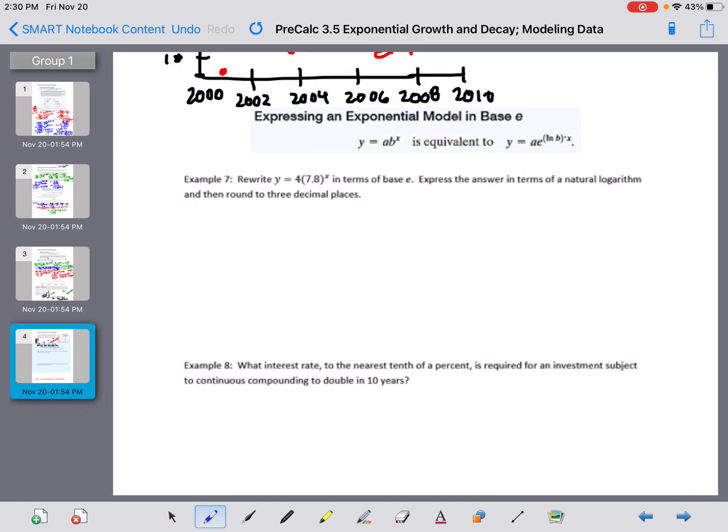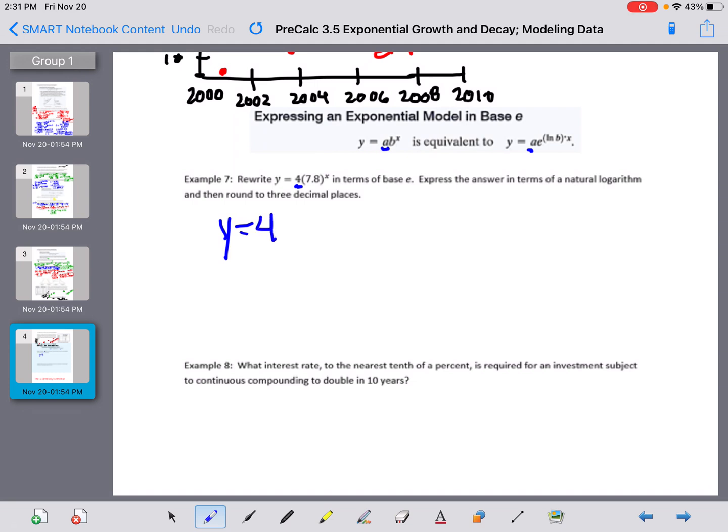So it's saying that you can take this and this number out front, this 4, it's kind of like my stretch or shrink, right? It doesn't need to move. But if I have 7.8 to the x power, I can change that to e to the natural log of 7.8 to the x power. And that's all it's doing, is it's expressing this as a base e model, basically. So that 4 goes nowhere.